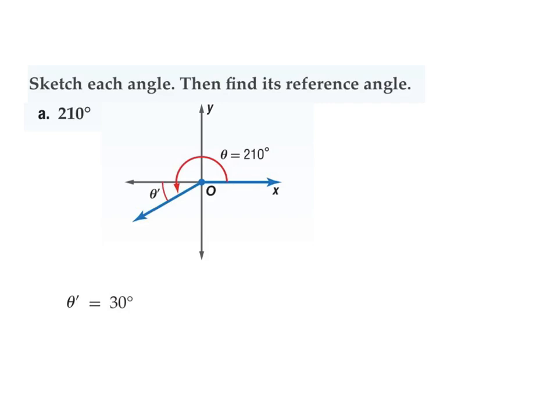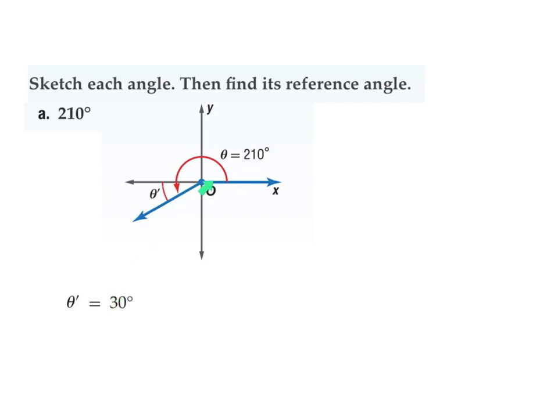All the trig ratios that are associated with 30 degrees are also associated with 210 degrees, with one exception, or two exceptions in this case. Since the x and y are negative in this quadrant, the sine of 30 and the sine of 210 are the same, except the sine of 210 will be negative, but it will be the same value as the sine of 30. The cosine of 210 will be negative of the cosine of 30.